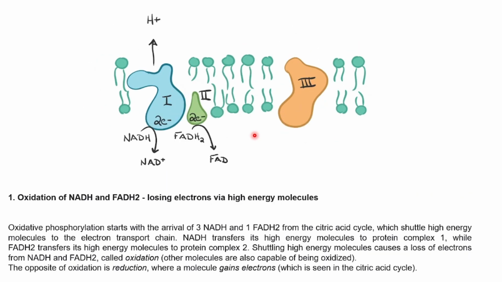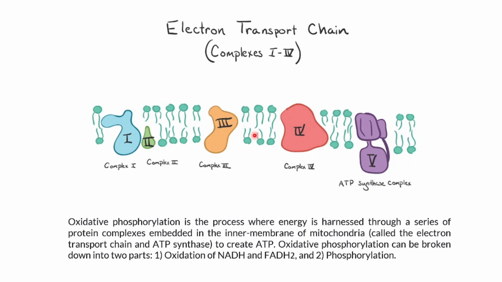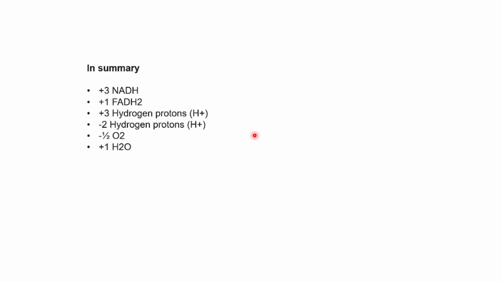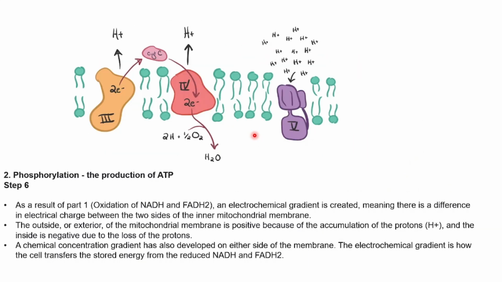As we said in the first slide, we can divide this entire process into 2 steps: oxidation of NADH and FADH2, and the second step, phosphorylation. So the first step is done. Now the second step will start, which is phosphorylation, or the production of ATP, the energy currency of the cell.